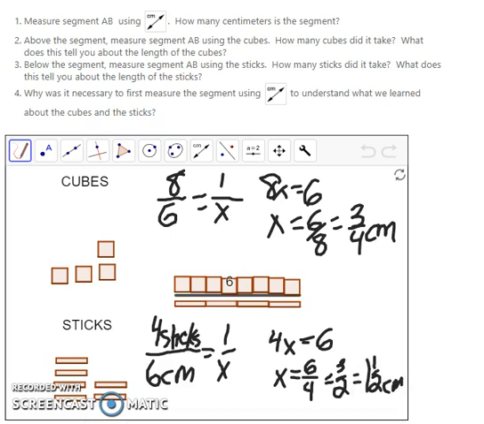So by having that measurement, that known measurement that we often use, such as centimeters or inches, it helps us better understand what do these blocks and these sticks mean so that we can actually have a better understanding of what's really going on. So we have that common measurement again.